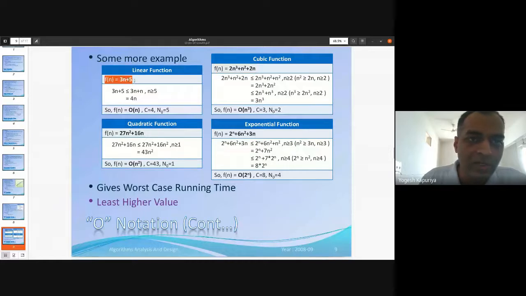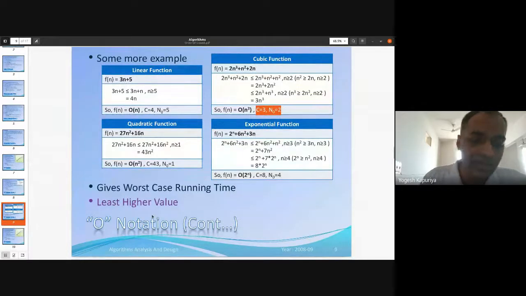So here the highest order term is n, here the highest order term is n square, here it is n cube, here it is 2 raised to n. That's why you get big O notation over here: big O of n, big O of n square, big O of n cube, big O of 2 raised to n. Obviously there will be some value of constant C and n0 for any of these equations. So I hope you have understood the big O notation.